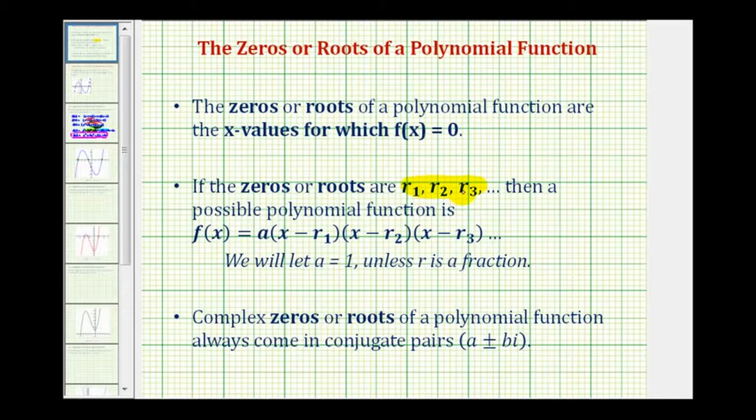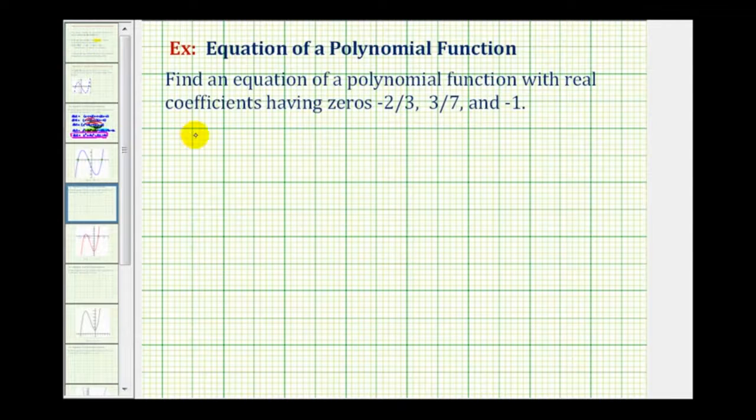the polynomial function must have a factor of x minus r sub 1, x minus r sub 2, and x minus r sub 3. Notice these factors are x minus the known zeros. Also notice we can put a constant here, and it would not affect the zeros of the polynomial function. And because our given zeros are fractions, we will have a constant because we normally don't want fractions as coefficients in the polynomial function.